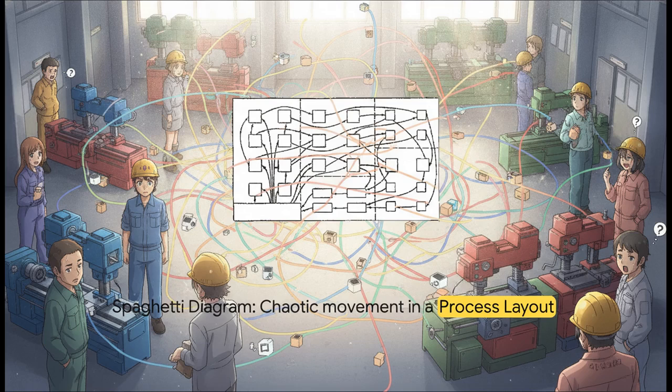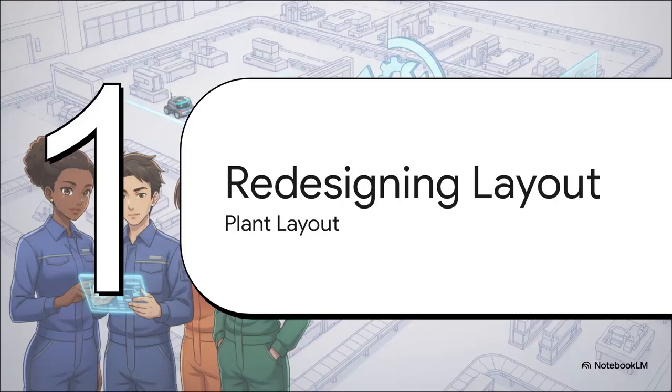To make just one single part, the material has to zigzag wildly back and forth across the entire building, creating this tangled, super expensive web of wasted time and effort. Section 3. Redesigning the plant layout. We have got to definitively untangle this spaghetti and move aggressively into the solution phase.